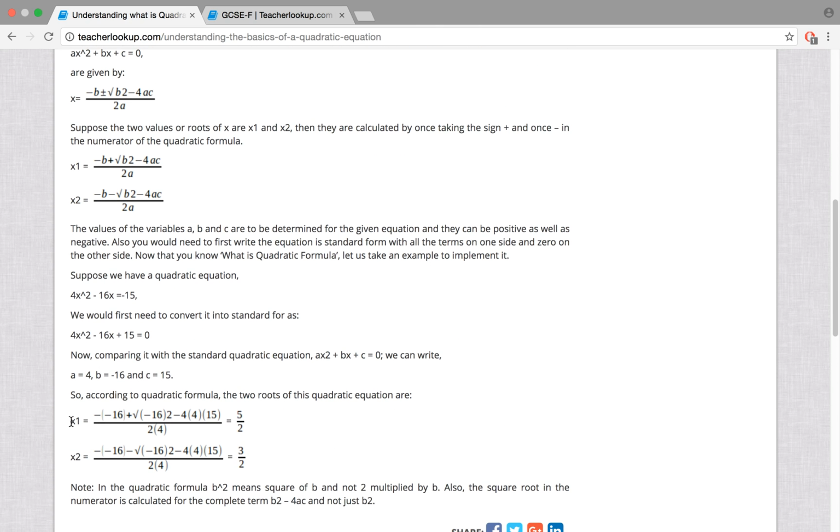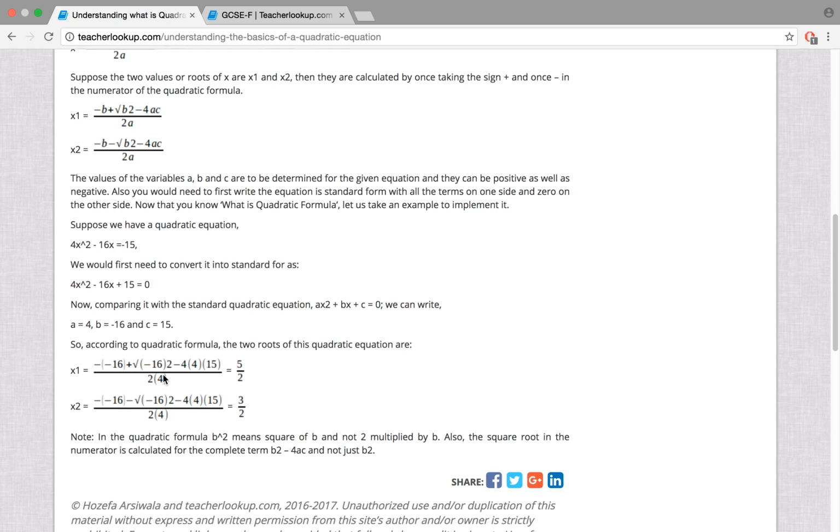So if we put all of this into the formula, minus 16, so this is the b, plus the square root of minus 16 squared minus 4 times 4 times 15, and same here, we end up with two solutions. This is solution 1, this is solution 2. You could do this using a calculator, or you could do this mentally.